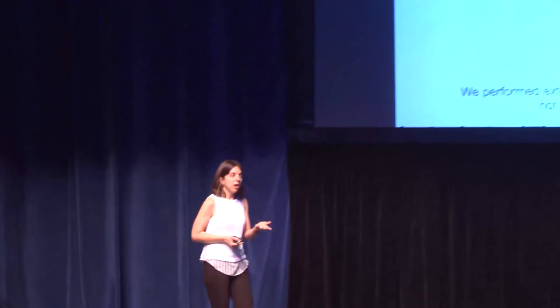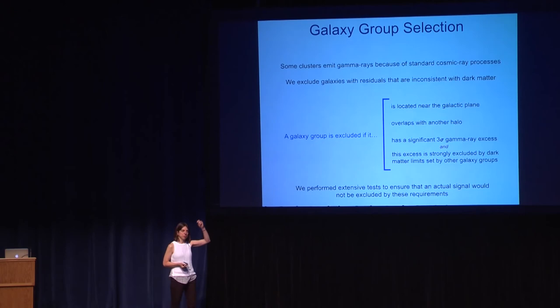Thanks, very nice talk. For your limits on the extragalactic objects, do you also take into account possible non-dark matter-related gamma ray emission? That's an excellent question. What we do is we start from a galaxy group catalog, we calculate the J factors, and we rank them in terms of what the brightest sources are to the least bright source.